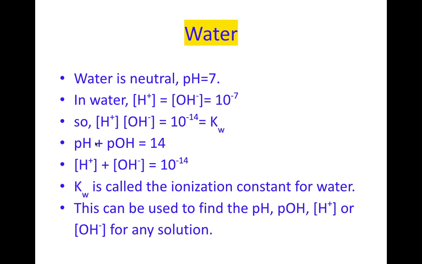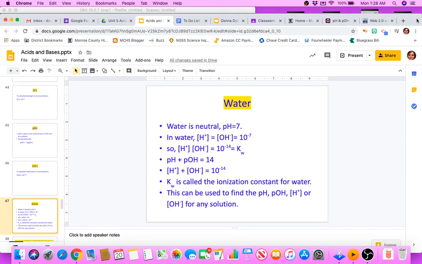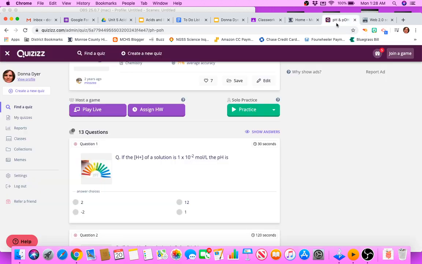So knowing that the two added together gives me 14, or knowing that the two ion concentrations added together gives me 10 to the negative 14, allows me to have one piece of these 4 and find all the others, okay? So let's go ahead then and look at a quiz on quizzes, and we're actually going to have the answers there. I'm going to display the answers so that we can use these formulas to find answers to questions.